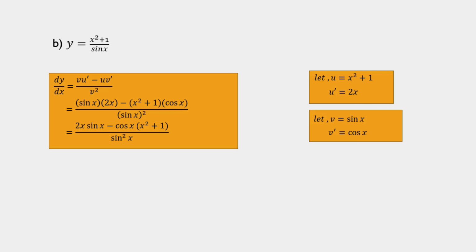After that, we let v equal to sin x. Sin, after we differentiate, will become cos. So, sin x, if we differentiate, will become cos x. After that, we will substitute u prime, v, and v prime into the quotient formula, which is v u prime minus u v prime over v squared. So, it will become sin x times 2x minus (x squared plus 1) times cos x over sin squared x. So, we need to expand. It will become [2x sin x minus cos x (x squared plus 1)] over sin squared x as the final answer.